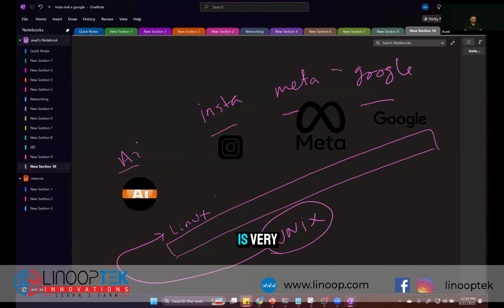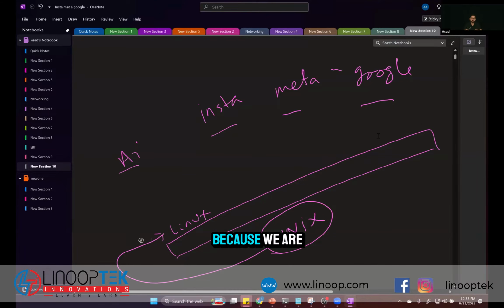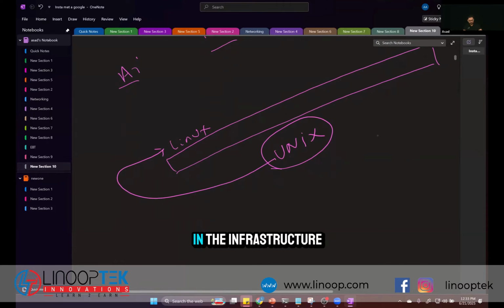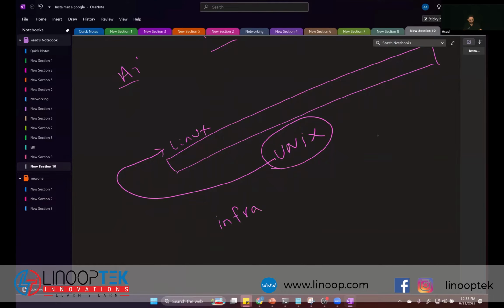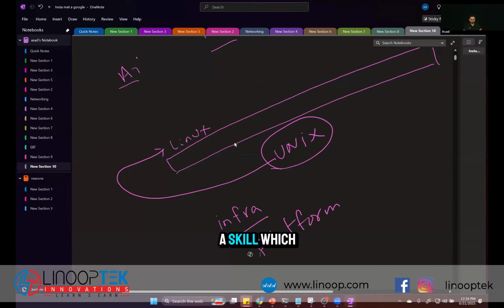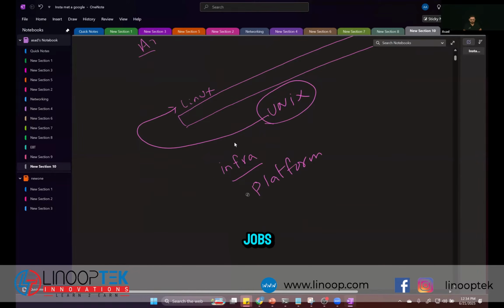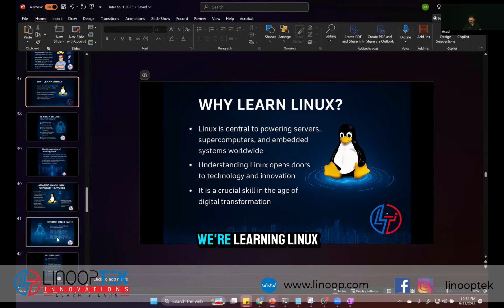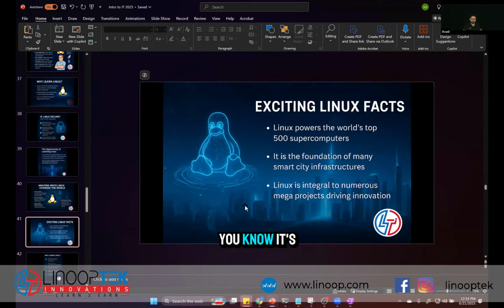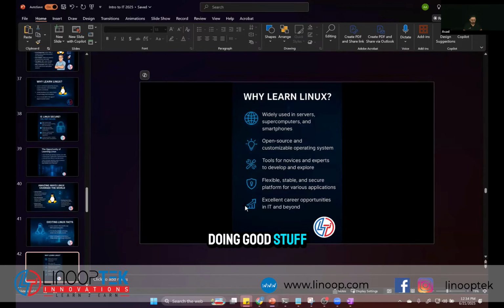That's why Linux is very, very important for us to learn, because we are going to be working in the infrastructure domain, the infra domain. We are going to be working in the platform engineering domain. Platform is the base of every company, right? So we are going to learn a skill which basically gets you jobs. And this is just one of the skills that we're going to start off with. We're going to continue to develop more skills. So that's why we're learning Linux.